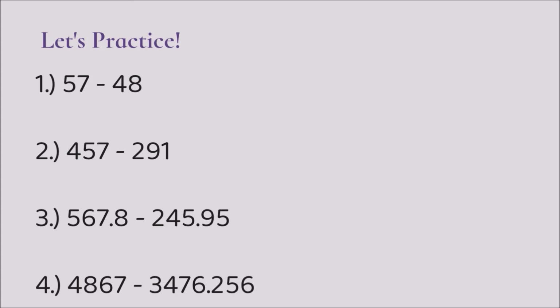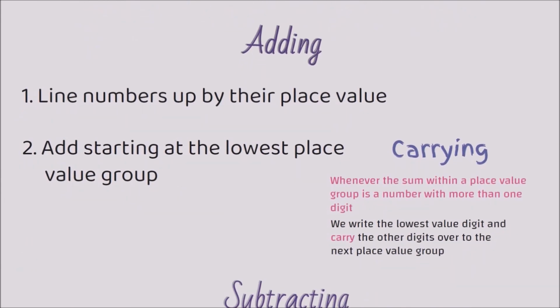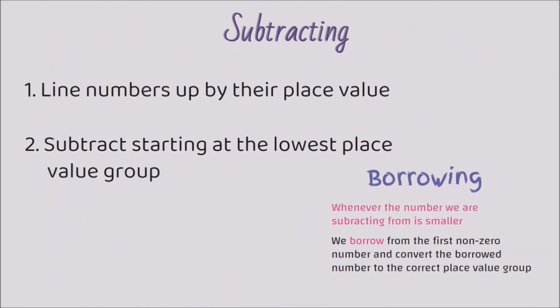I know that we've covered a lot, so it's time for a recap. The place value method involves lining numbers up by their place value in order to add or subtract, starting with the lowest place value. When adding, if the sum of any place value group gives more than one digit, we write down the lowest value number and carry the other digits over to the next place value group. When subtracting, if the number we're subtracting from is smaller, then we borrow from the closest non-zero number in order to do the operation. And that is it.